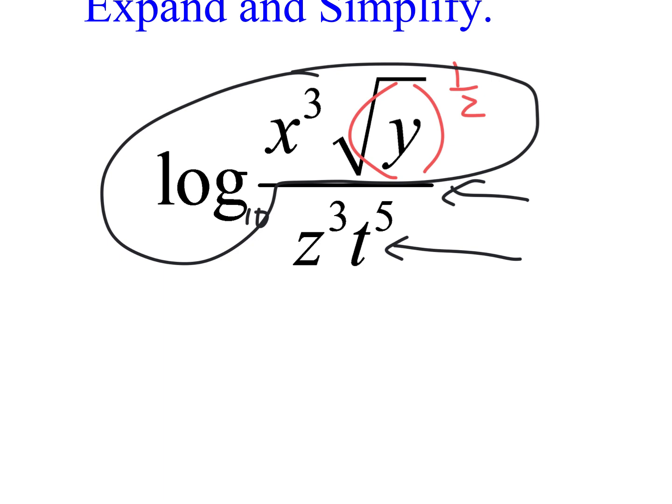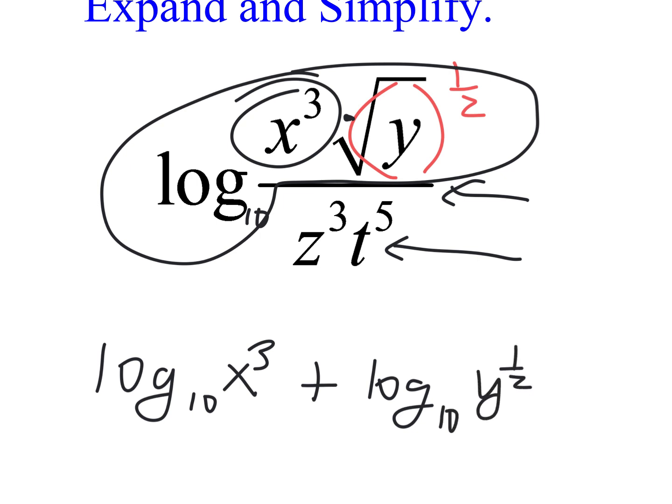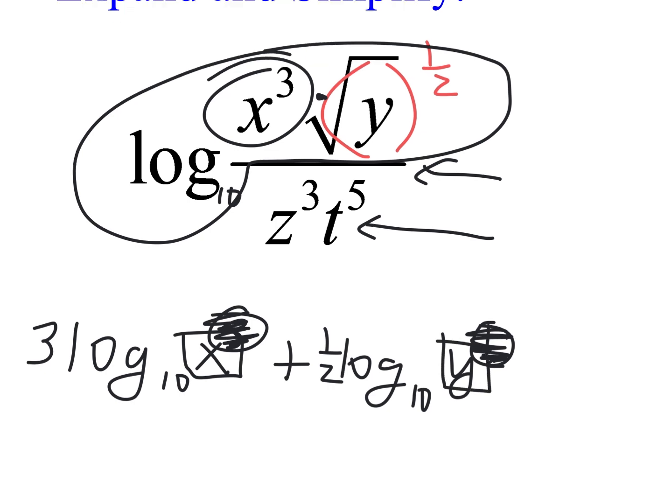Okay, this top part would break into 2 logs. Log base 10 of this part, x to the 3rd. And then this is a times in between these two, so that means plus. Log base 10 of y to the 1/2. Now, if you want to get fancy and do this all in one step because you see it coming, go ahead. Take the 1/2, put it here. I'm just trying to do it step by step for you. And I look here and go, can I break it up anymore? Nope. Can I break it up anymore? Nope.